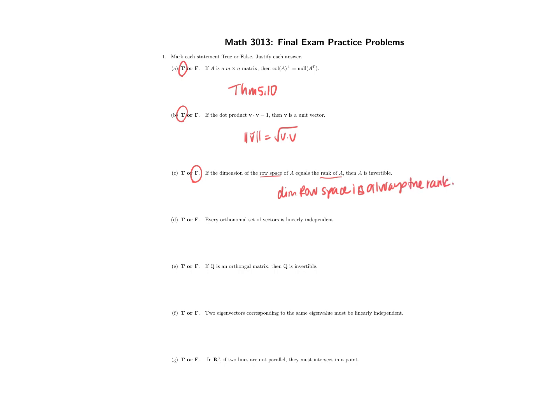Okay. Every orthonormal set of vectors is linearly independent. This is true. That's the nice thing about having an orthonormal set. If Q is an orthogonal matrix, then Q is invertible. This is true because Q inverse equals Q transpose.